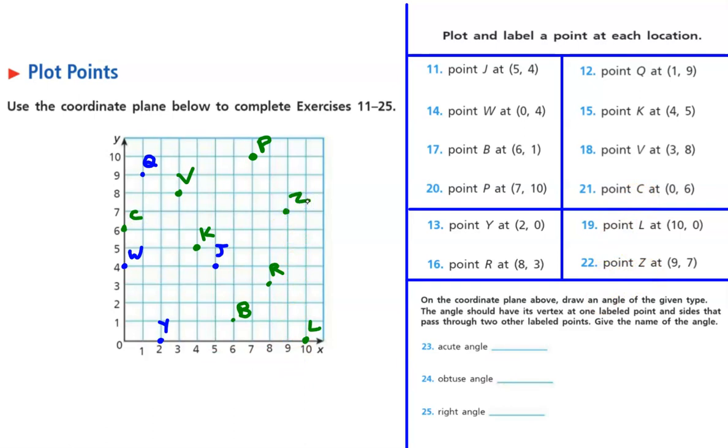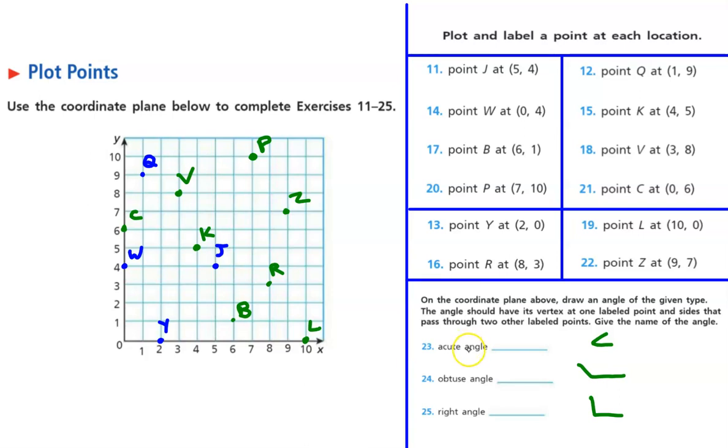But 23 through 25 I want to talk to you about. It says on the coordinate plane above, it wants you to draw an angle of the given type. The angle should have its vertex at one labeled point and sides that pass through two other labeled points. Give the name of the angle. That's very confusing, so let me tell you what they mean by that. This is a reminder for you that an acute angle is something that's less than 90 degrees, an obtuse angle is more than 90 degrees, and a right angle is exactly 90 degrees. So they want you to use these points that you already have. So I'm going to go quick through this one because this is not the bulk of our lesson today.